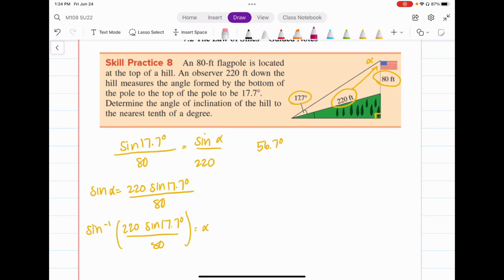If I know that that angle measure is 56.7 degrees, and this is a right triangle, I can then say 180 degrees minus 90 minus 56.7 degrees is equal to the larger angle down here. That's 33.3 degrees. However, we've already accounted for 17.7 degrees, which means the angle of inclination of the hill is 15.6 degrees.